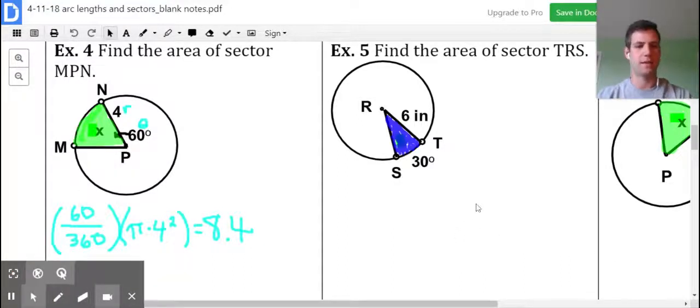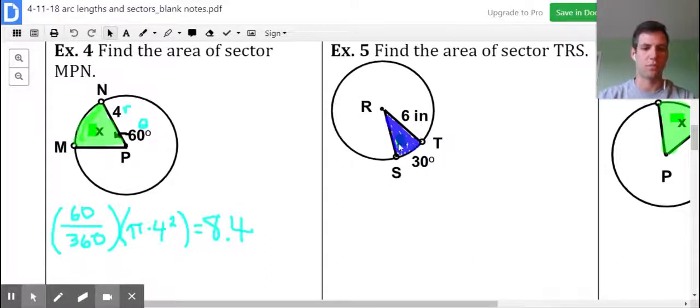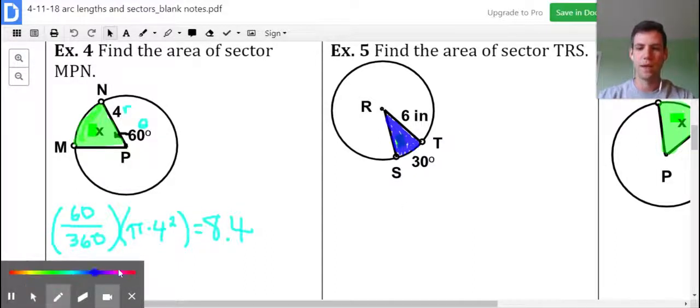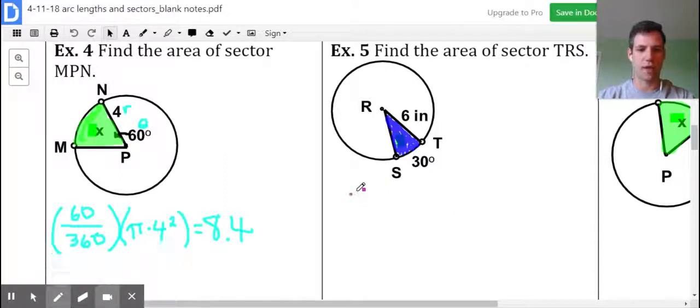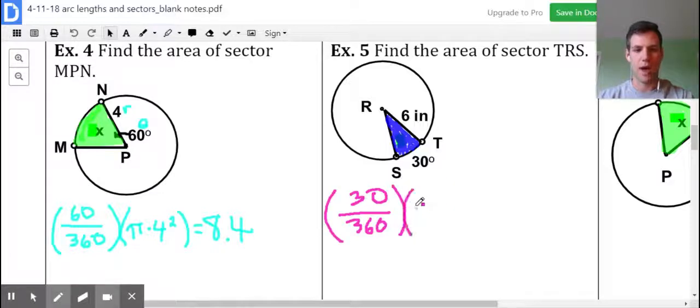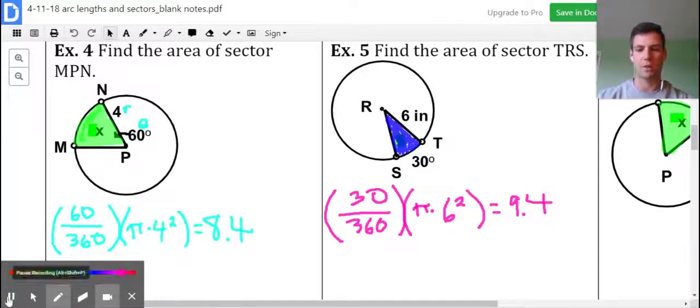Now the second area of sector problem, we're looking for this blue sector. So now we can use our formula again of 30 being divided by 360 degrees, and that is being multiplied by our whole area of the circle of pi times 6 squared, and that ends up equaling from our calculator about 9.4 rounded to the nearest tenth. And that covers the sector area problem examples.